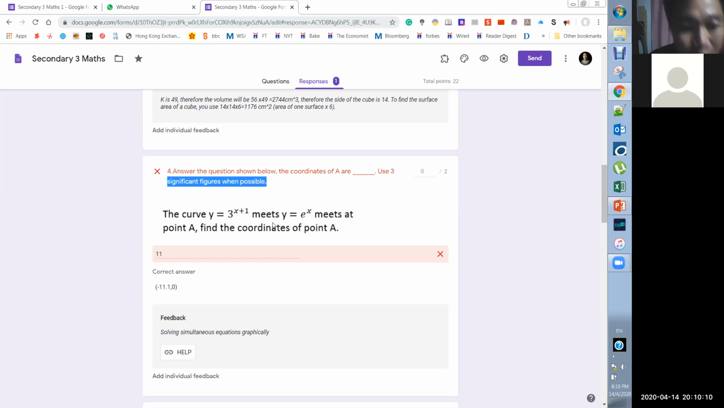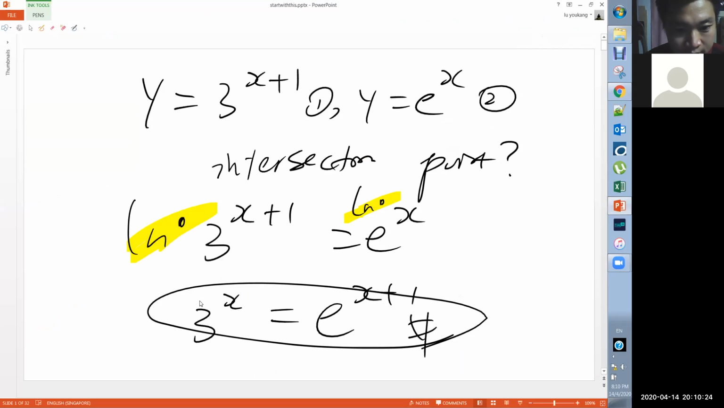So when they say they meet at point A, what it means is, oh, this is the intersection point. So when it comes to intersection point, what it means is solving simultaneous equation. So how do you solve simultaneous equation? Then you use this log both sides. Basically, this question tests you 2 concepts: intersection points, and then log both sides. Okay? Let me ask you a question.